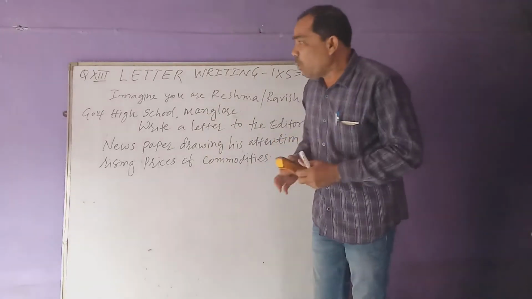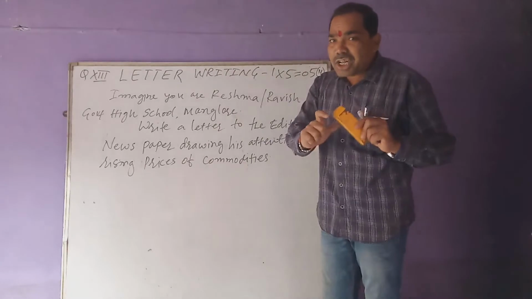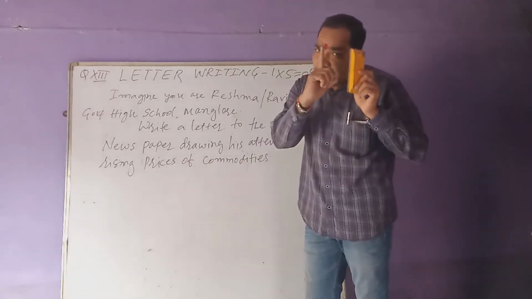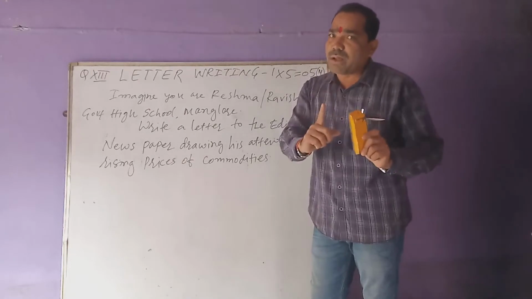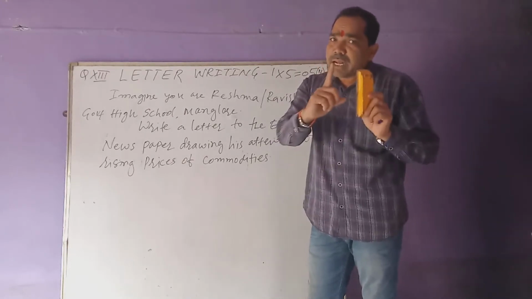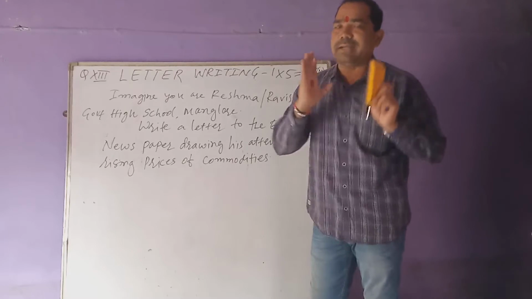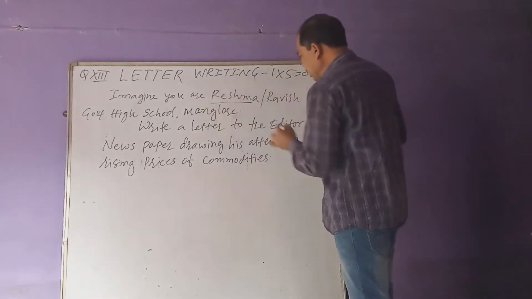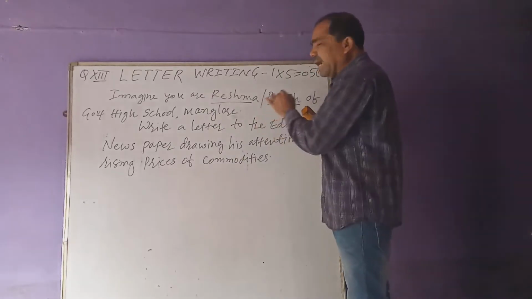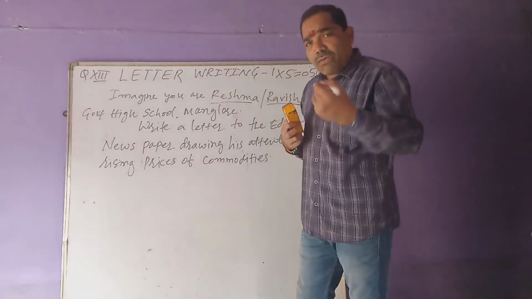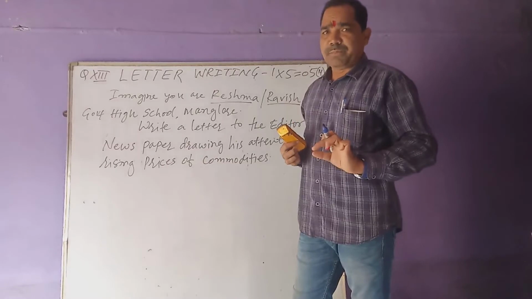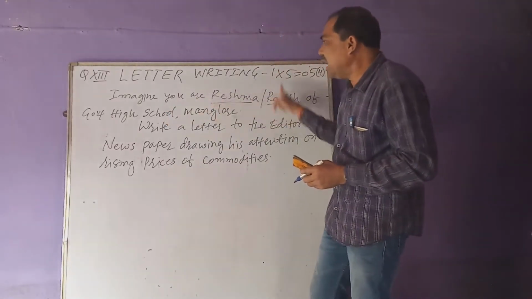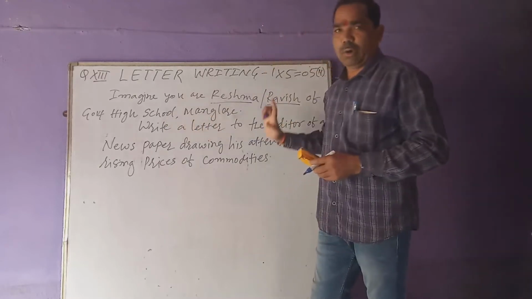So my dears, what I mean to say is that my intention is to make you understand how to write a formal letter using that western pattern of letter writing. Now we have confirmed names: one is Reshma and another one is Ravish. We have to take any one of the names, and our address is Government High School, Mangalore.